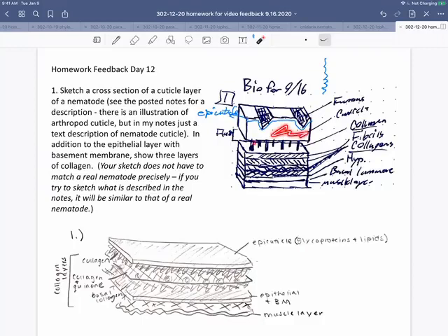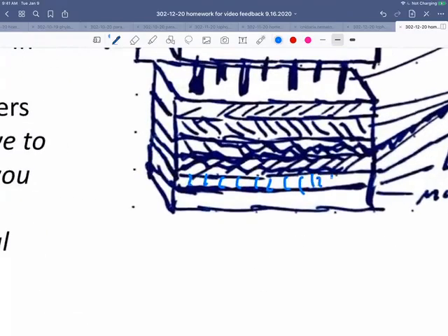Then there's collagen here. There's more collagen support. It's not quite clear why that's there, at least not clear to me. And then these helical fibers that are fibers of collagen oriented in different directions. And some of them are oriented in helices around the whole animal. So we'll come back to that a little bit later. Then the other thing I would add is in what they call the HYP layer here, I would add cells so that you could actually see cells here.